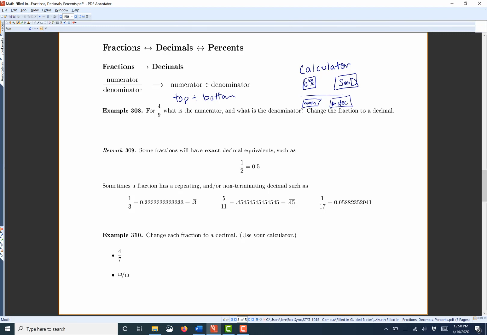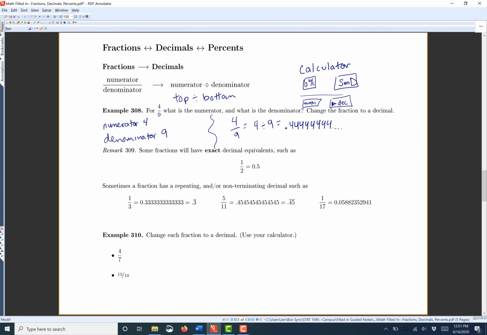So for our example, 4/9, what's the numerator? What is the denominator? Our top, or the numerator, is 4, and the denominator is 9. Let's change it into a decimal. 4/9 is really just the same thing as 4 divided by 9, so I can put it straight into my calculator. You can use those buttons, but I just like to type it straight in, so I type 4 divided by 9 and get 0.44444444, and it just keeps going.